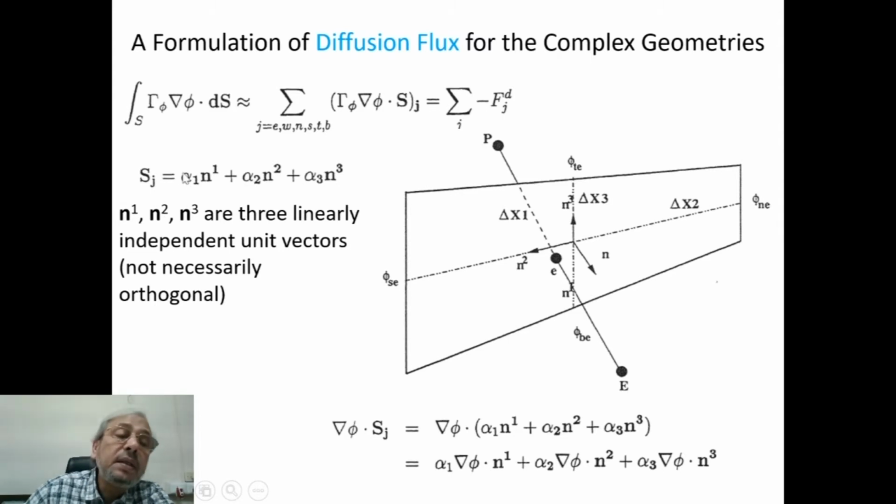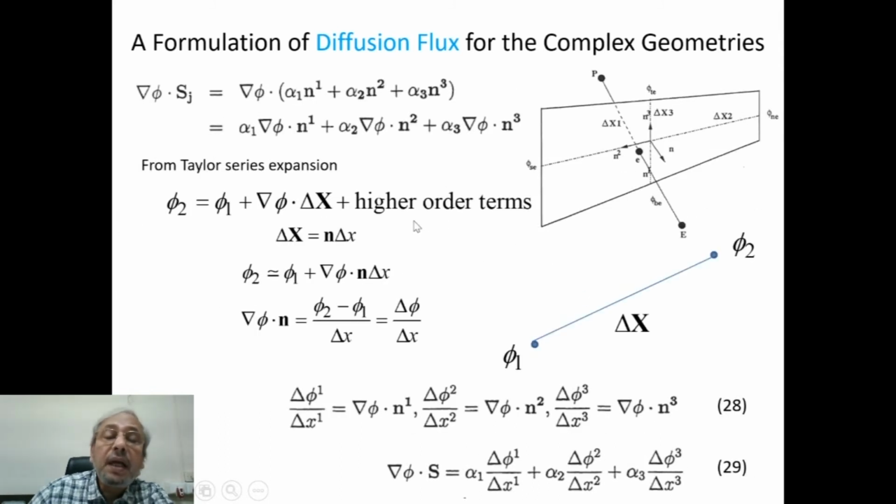Now since we said that Sj equals alpha 1 n1 plus alpha 2 n2 plus alpha 3 n3, and n1, n2, n3 are three linearly independent unit vectors, not necessarily orthogonal, and this is the interface between cell P and cell E, so basically the eastern face of cell P, grad phi dot Sj we can write as alpha 1 grad phi dot n1 plus alpha 2 grad phi dot n2 plus alpha 3 grad phi dot n3.